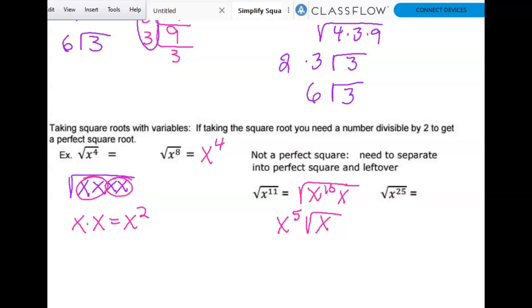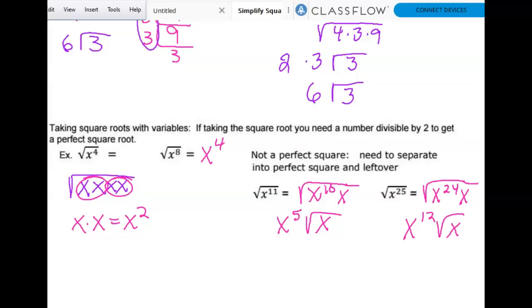X to the 25th, the closest would be x to the 24th with an x left. So 24 divided by 2 is going to give me 12, and that x stays home. So 25, I want the closest even number to 25. That's 24. 24 divided by 2 is 12, and that x has to stay underneath the square root sign.